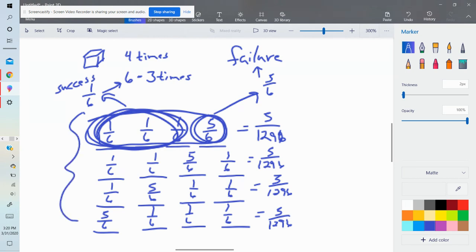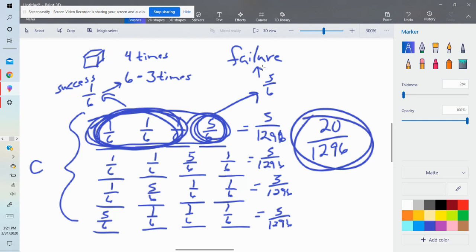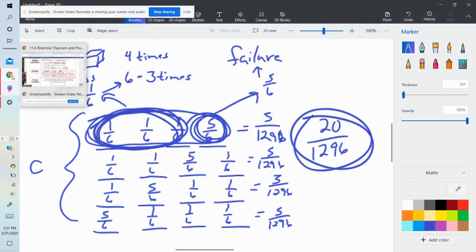I want to remind you that we call this a combination. This is all the different ways that this could have happened in this scenario. The order doesn't matter for the 6s, but it does matter where we put that 5 out of 6. So let's go back now. We could actually have added all these together, and we got 20 out of 1,296, which would have been the answer. And we could reduce that and turn that into a percentage.